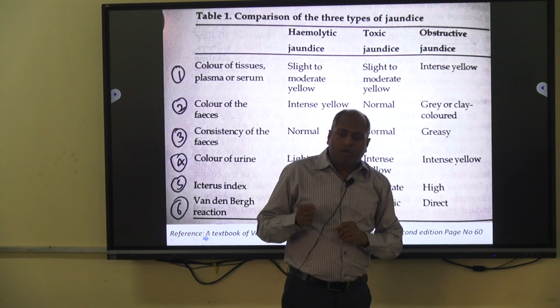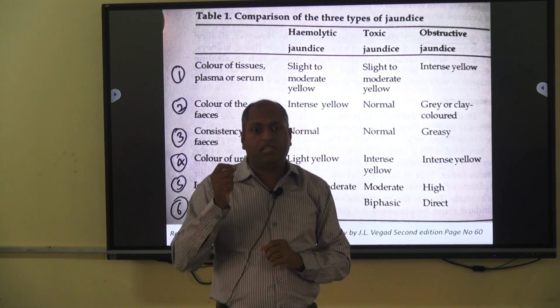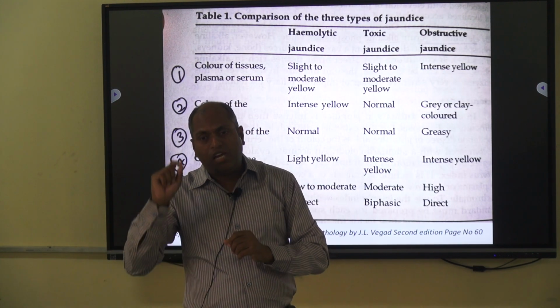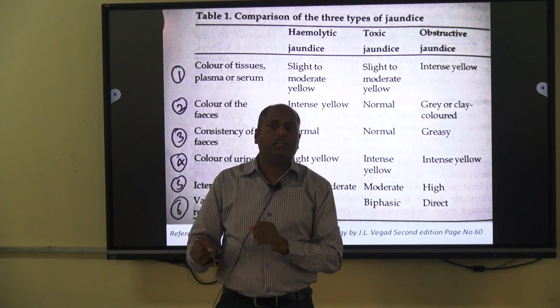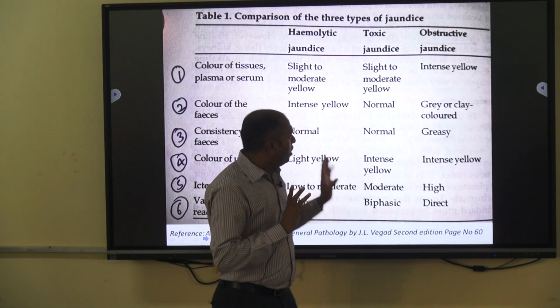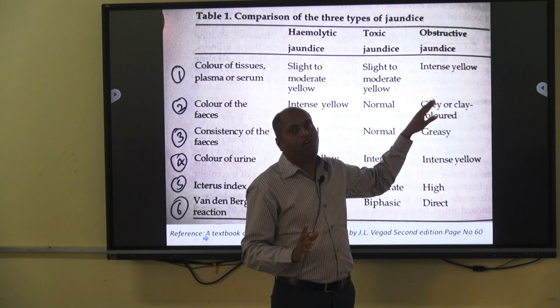The second important part is that bile gives color to the feces. Your feces are brown or yellow in color because of bile pigment. If bile is not coming into the intestine, you will not get the actual color of feces. So instead of yellow-brown color, you will get clay-colored or gray feces.